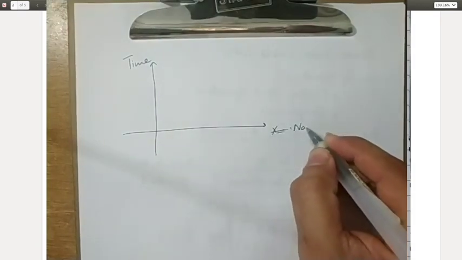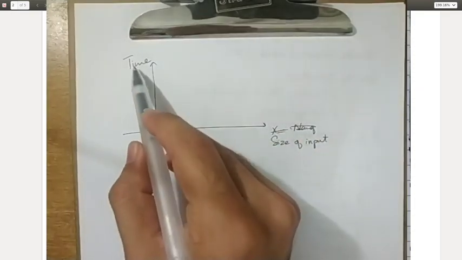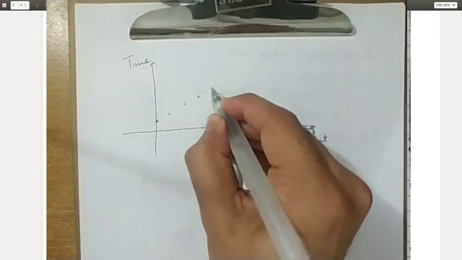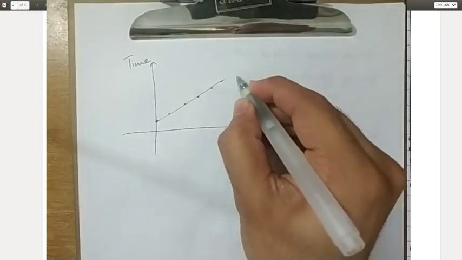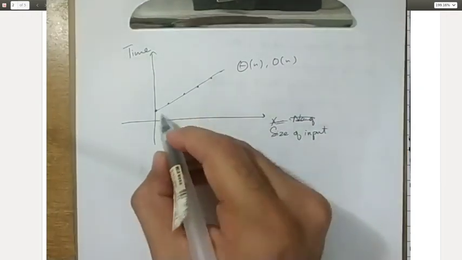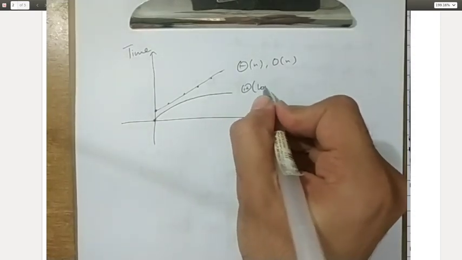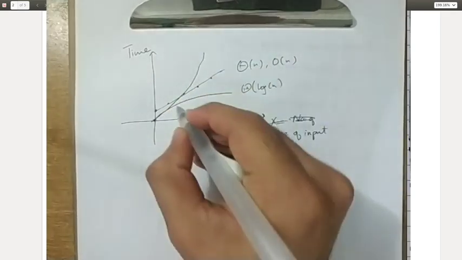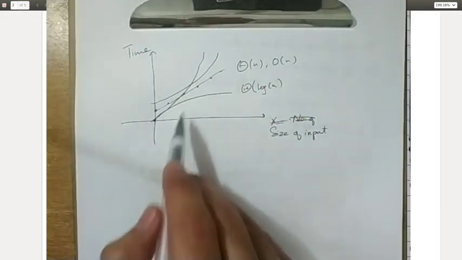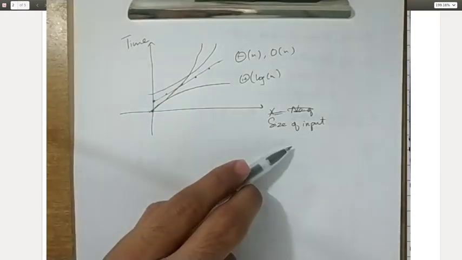Where this is my size of input, and I will check how the time is increasing. So for example, if the time is increasing linearly, I get a rough idea that the algorithm you've given me is perhaps theta of n or big O of n. If it's increasing like this, perhaps I can say it's theta log of n. If it's increasing exponentially or quadratically, then I can check. This gives me a rough idea of what kind of algorithm I'm dealing with based on how the time is increasing with the size of the input.